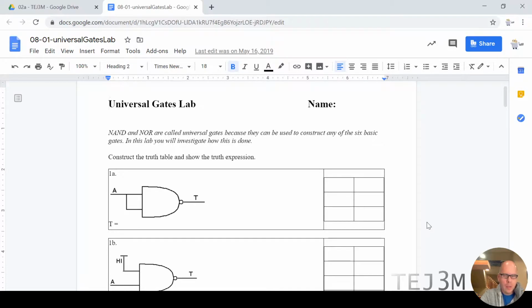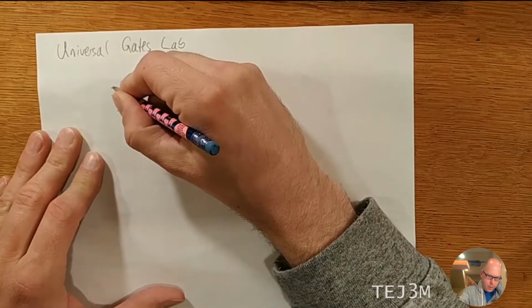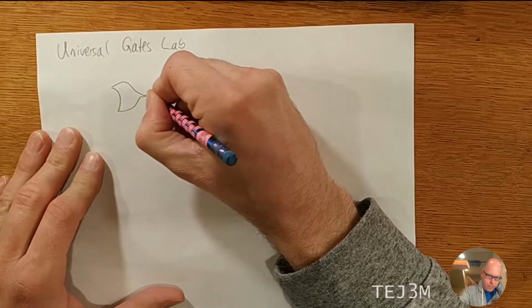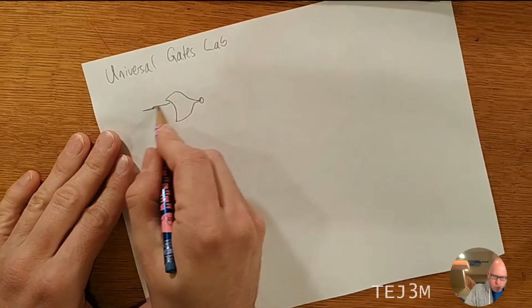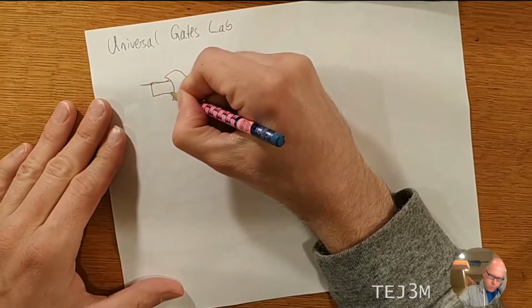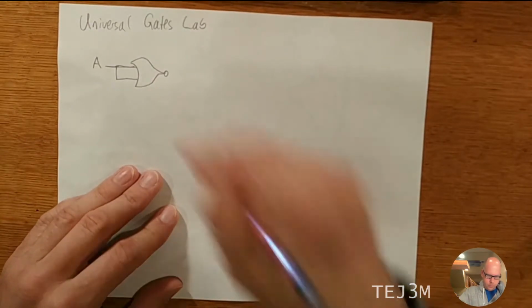In 1A, there is a NAND gate that has two inputs, but they come from the same source. Let's take a look at what that might look like. I'm going to do a different example here. Let's say that you had a NOR gate, and that NOR gate had the same source for both inputs.